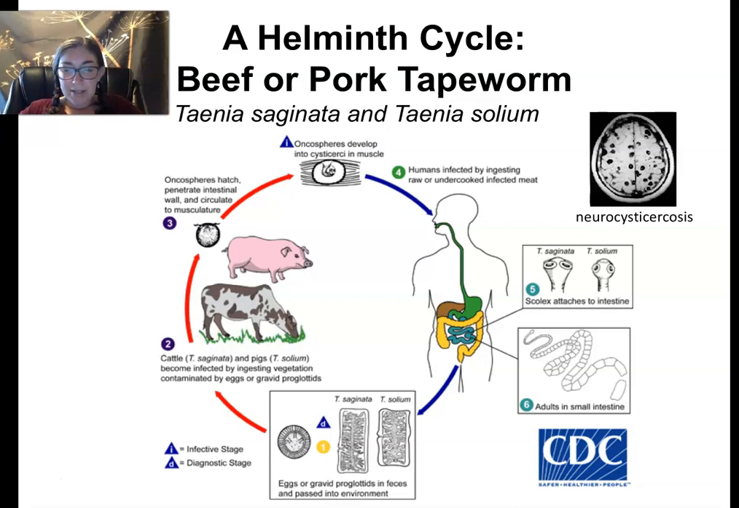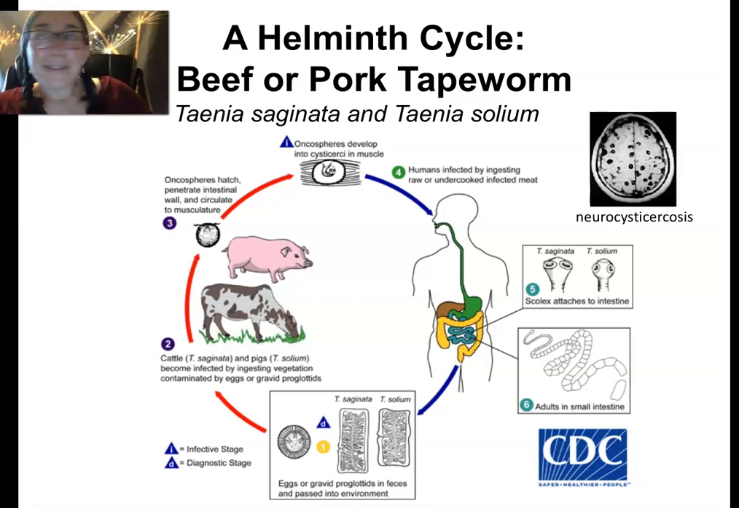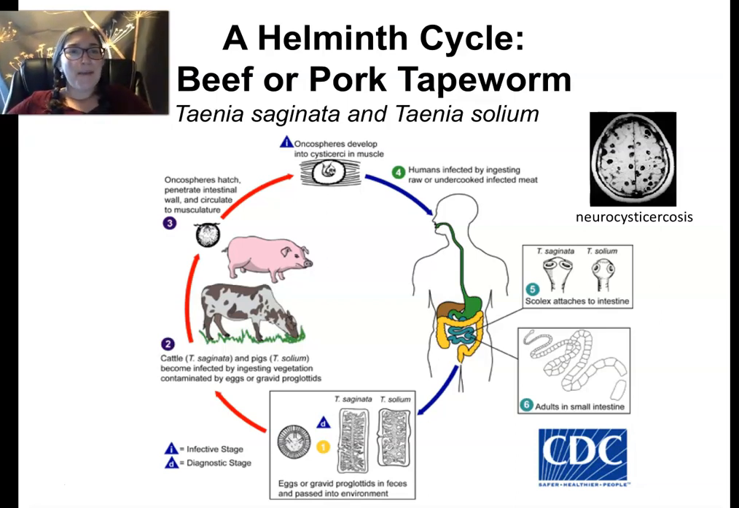Is taeniasis. Okay. The number of new cases in the US each year is probably less than 1,000, but an exact number is not known. Okay, so it happens. If it's less than 1,000, that means it's probably more than 500. All right, so how do you get tapeworm?